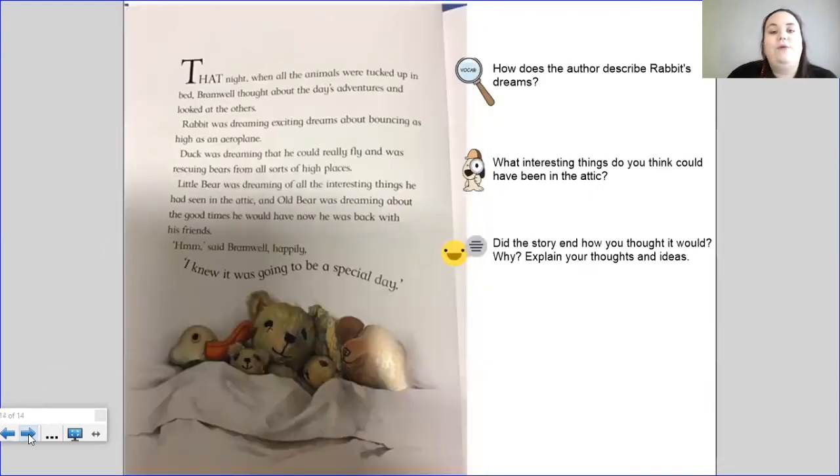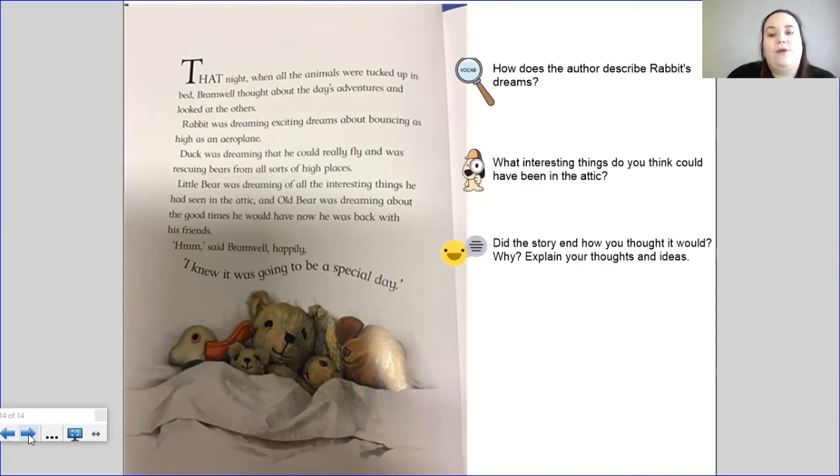That night, when all the animals were tucked up in bed, Bramwell thought about the day's adventures and looked at the others. Rabbit was dreaming exciting dreams about bouncing as high as an aeroplane. Duck was dreaming that he could really fly and was rescuing bears from all sorts of high places. Little Bear was dreaming of all the interesting things he had seen in the attic, and Old Bear was dreaming about the good times he would have now he was back with his friends. Said Bramwell happily. I knew it was going to be a special day.